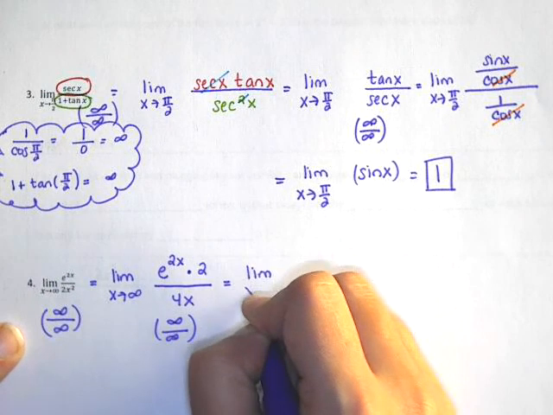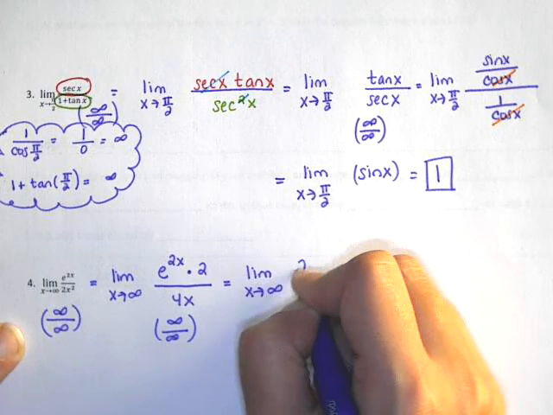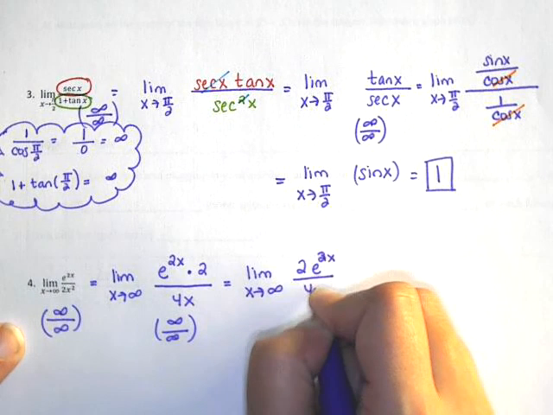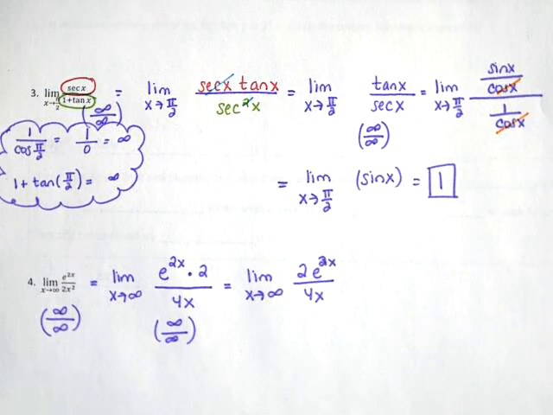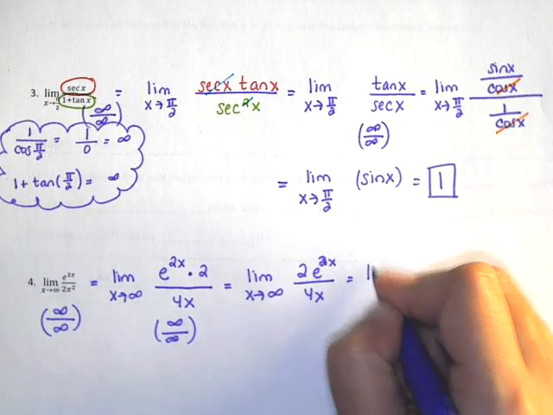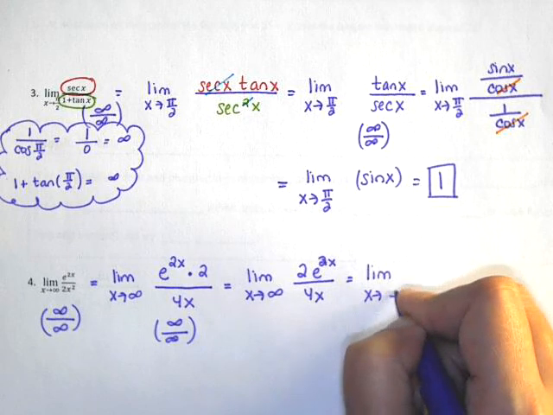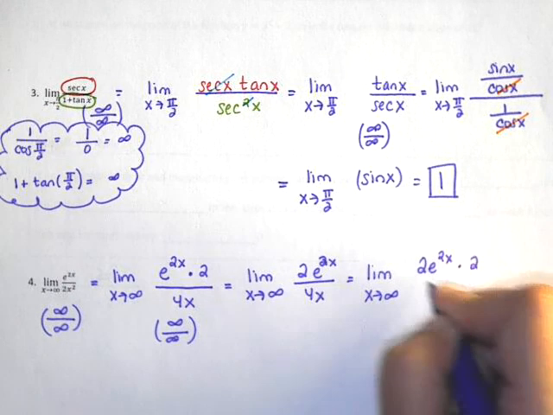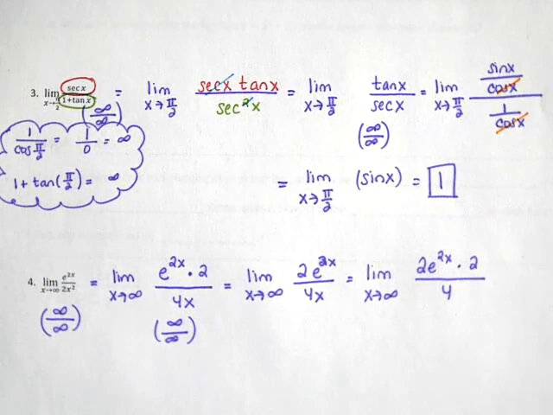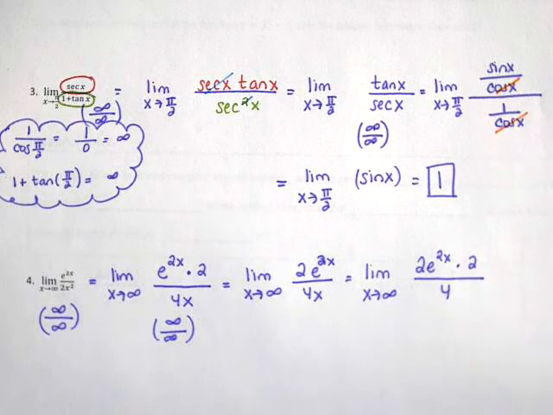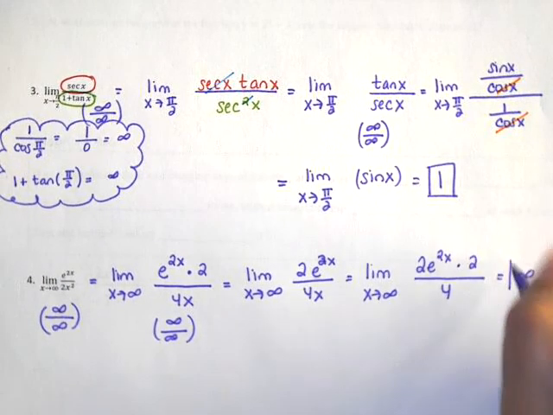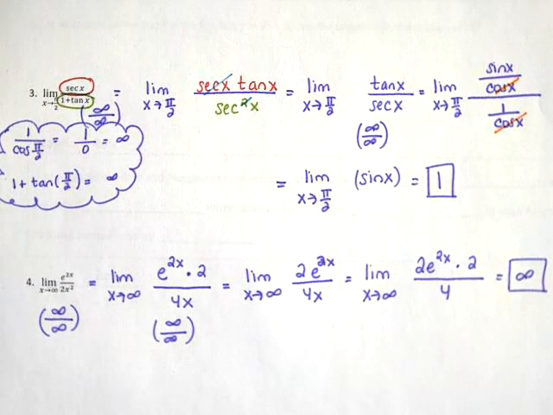Before I take the derivative again, I'm just going to rewrite this. So I haven't taken the derivative yet. I'm just putting the 2 at the beginning like a coefficient. All right, now if I take the derivative again, I get 2e to the 2x times 2 all over 4. Now if I plug in infinity, e to the infinity is infinity, times 2 divided by 4 is still going to be infinity, so my answer is infinity.